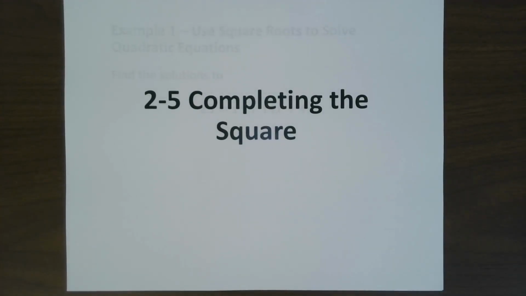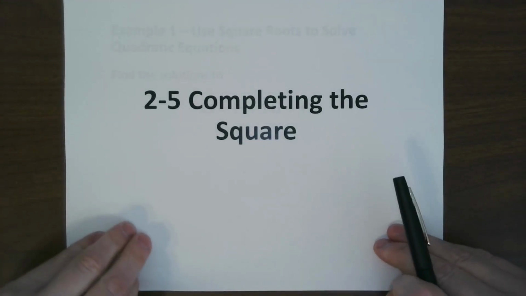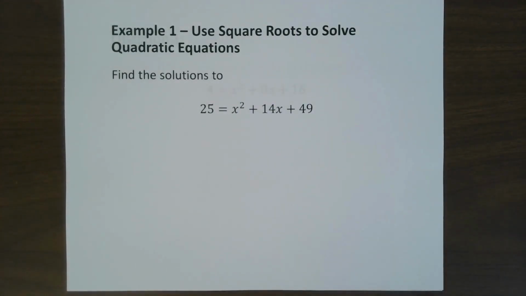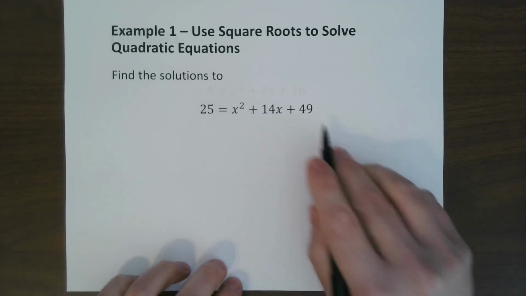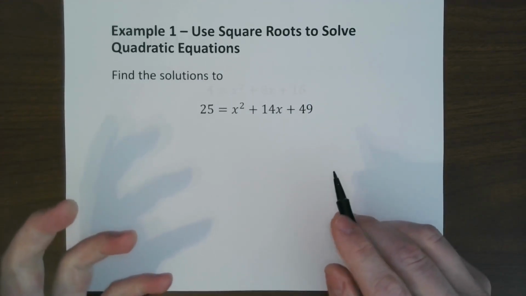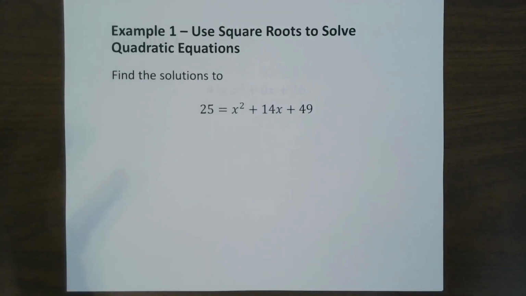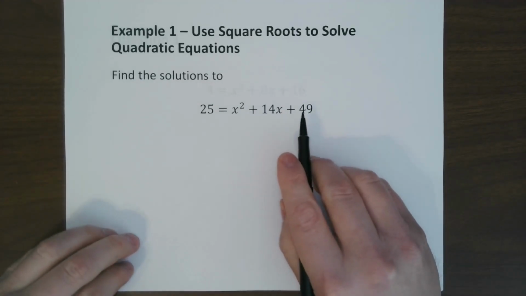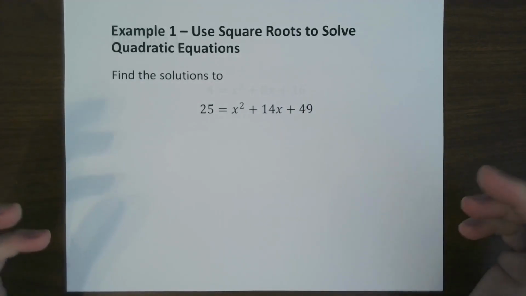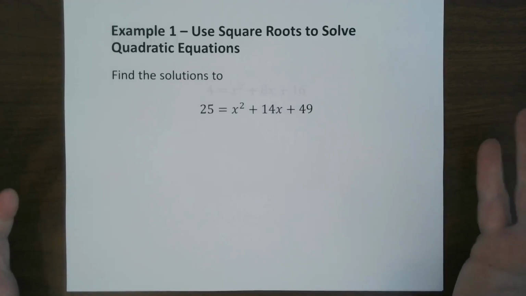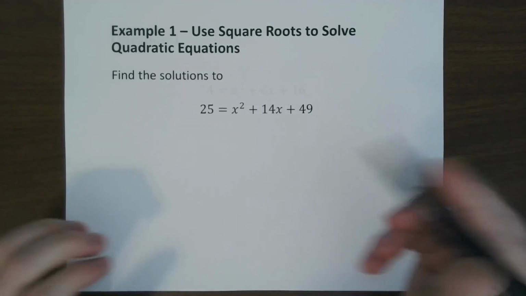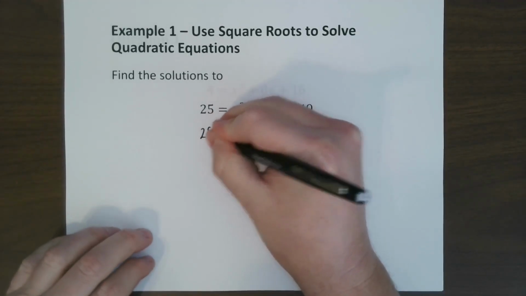Hi, today's lesson is completing the square. So we're going to use square roots to solve this quadratic equation right here. Now, if you remember from Algebra 1, this is actually a very special quadratic because it's easily factorable. So let's ask ourselves the question, what two numbers multiply to 49 and add to 14? 7 and 7. Since it's the same number, we can rewrite it like this.